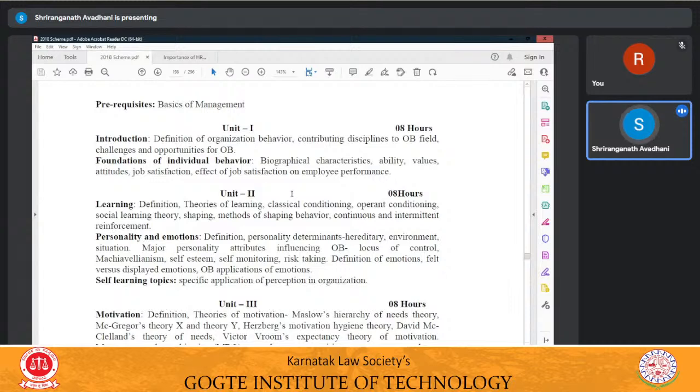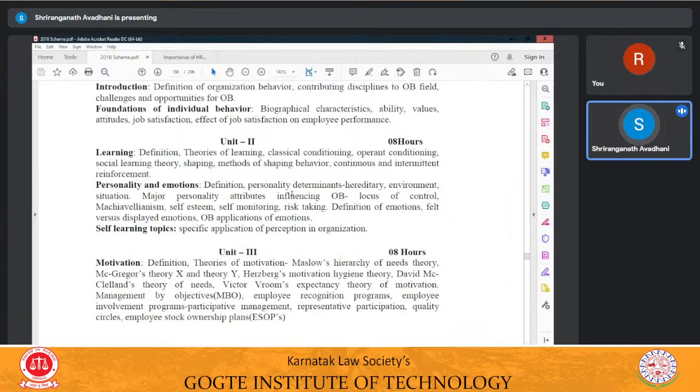Definition: personality is determined by hereditary, environment, and situation. Then what are the major personality attributes influencing OB? Some could be technical words here: locus of control, Machiavellianism, self-esteem, self-monitoring, risk-taking. Definitions, a couple of things we have in Unit number 2.